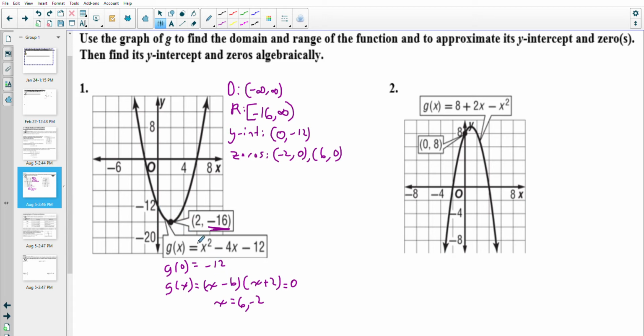How do you solve for the x's? When your g of x is 0, you factor. And when you factor this, you're going to see that the zero product property says that x can equal 6 or x can equal negative 2, and therefore that's how you confirm algebraically that those answers hold.